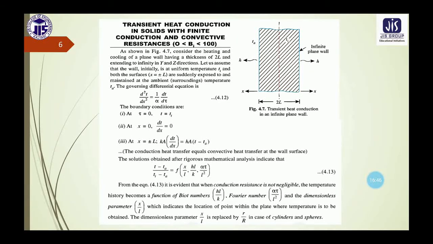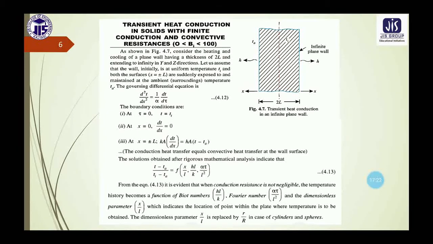Now the boundary conditions can be considered here. At tau, the time, equals 0, t equals ti, that is the initial temperature. At x equals 0, dT/dx equals 0. And the third condition is at x equals plus minus L, when the surfaces of this wall are exposed to the ambient or surroundings temperature. In that case, k dT/dx equals h (T minus Ta). That means the conduction heat transfer equals the convective heat transfer at the wall surface.